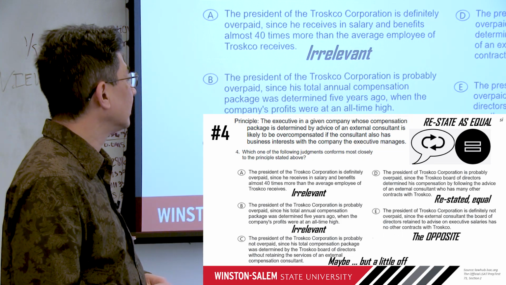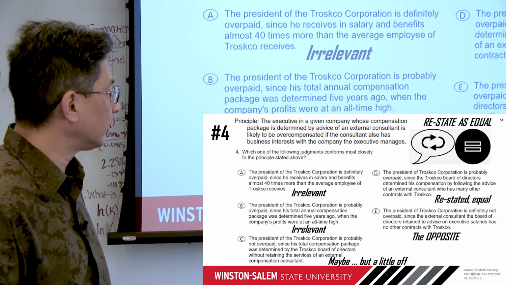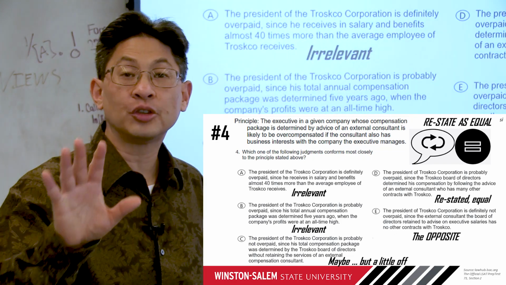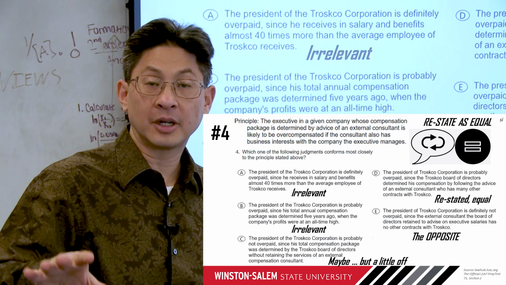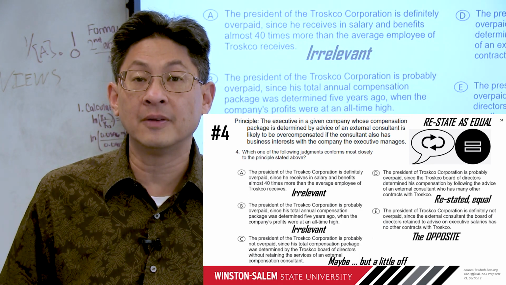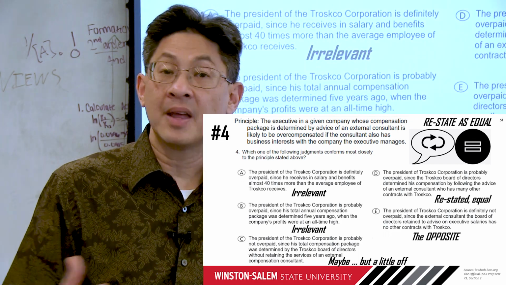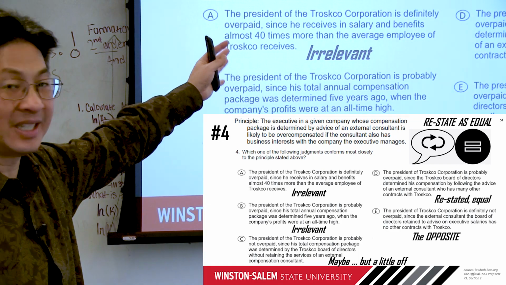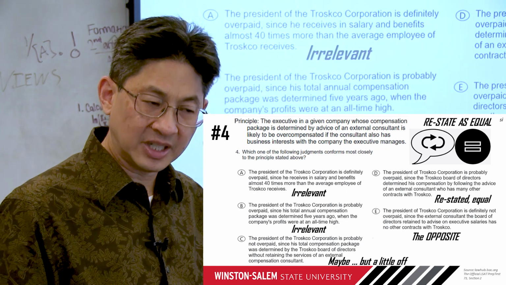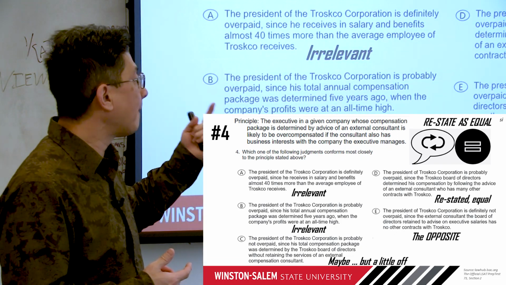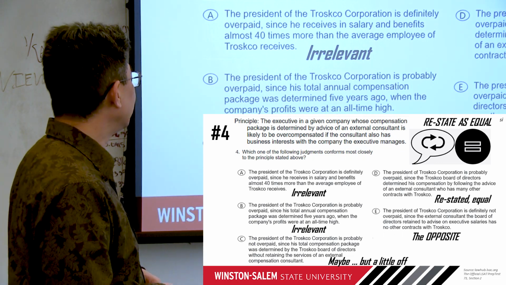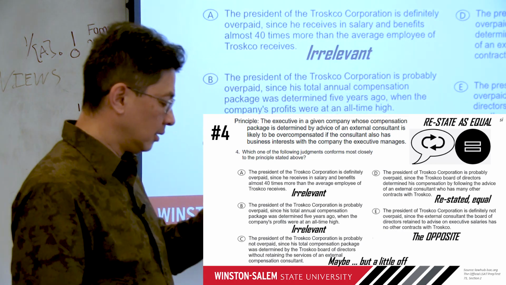Let's look at D. The president of the corporation is probably overpaid since the board of directors determined his compensation by following the advice of an external consultant who has many other contracts with Trosco. You see how D is simply a restatement of the text that we were initially given? That's how you know it's correct, because we are restating as equal, right? That upper right corner. We're restating as equal what the prompt says. We're using our own words, and then we're seeing how they indeed match up with one of those answer choices really, really well. All right, so D is the right answer for number 4. Let's go on to number 5.